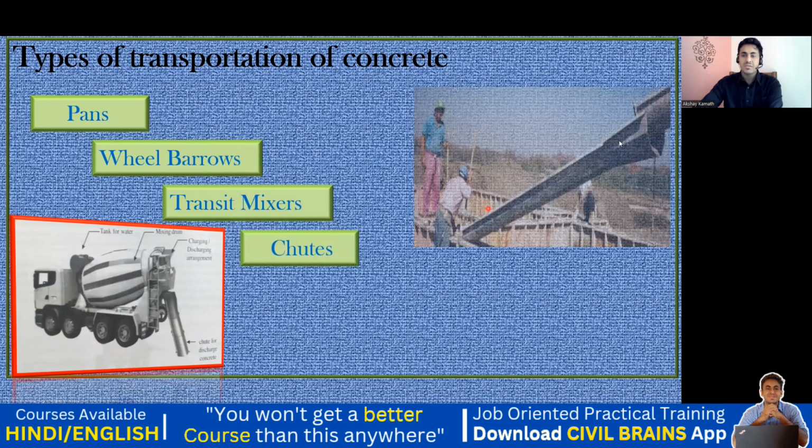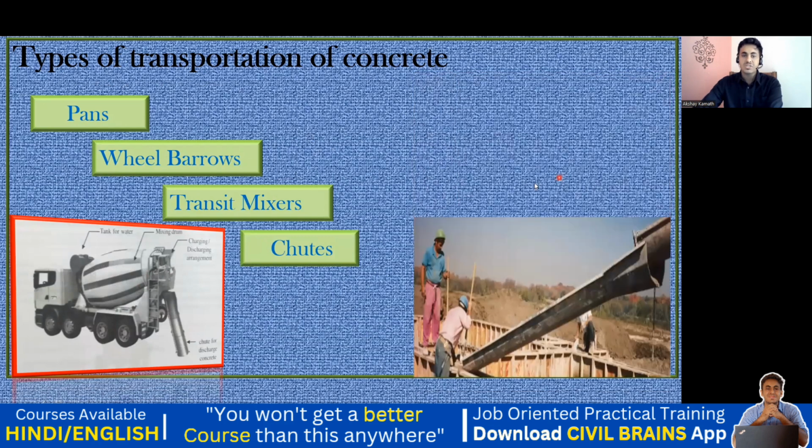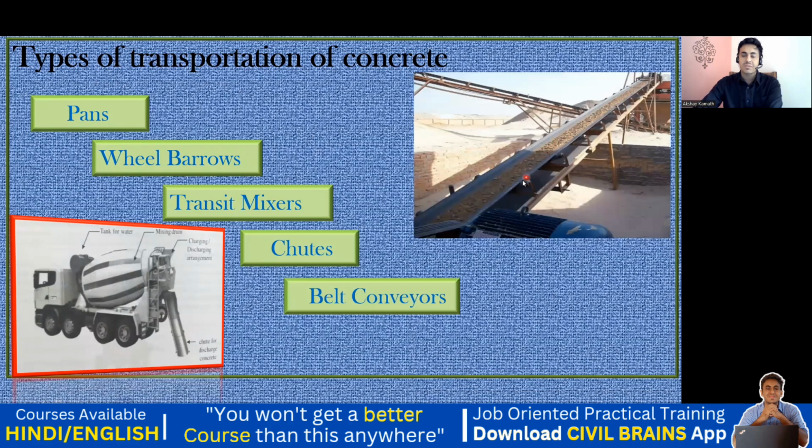Next is about the chutes. We have seen that. So these are those long chutes. This is also a mode of transportation. Okay. Next is belt conveyors. So you have seen this. These are called belt conveyors. Usually, whenever we prepare the concrete, if you want to take the fine aggregates, or let us say coarse aggregate, with the help of this conveyor belt, we try to carry them.